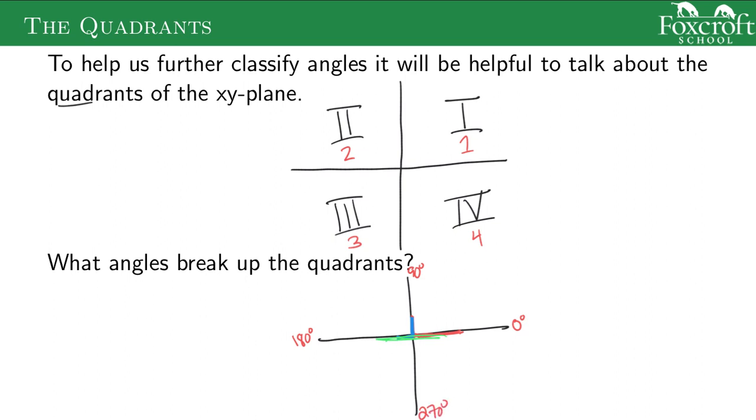And if I go all the way around, I've done 4 90-degree angles. That's 360 degrees. So these are kind of the separating points of these different quadrants. And that's going to help me to identify what my angle is going to look like.